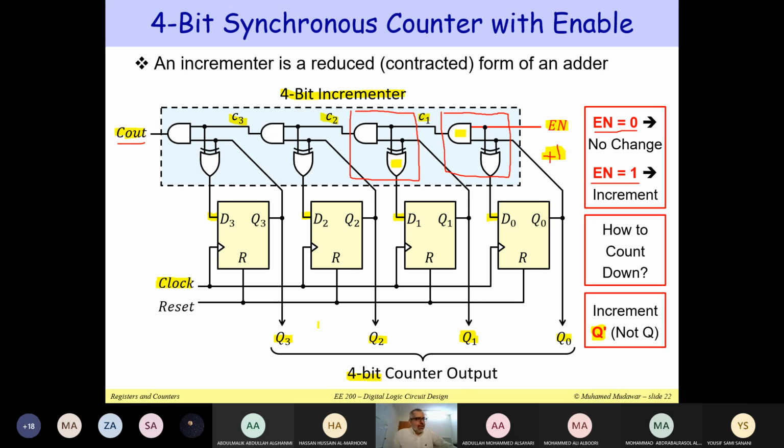So we can think about actually implementing a counter that will count down, not only count up, but with a small modification, I can make it to count down. And that's actually shown, of course, in your textbook. You can count up, you can count down, you can design a counter that can count up and down. But you need to understand the basic idea without being lost in the details. Just understand the basic idea. So if you increment Q prime, you will decrement the Q. As simple as that.